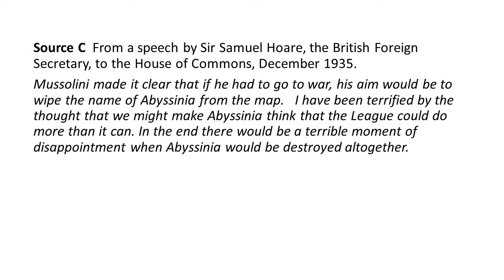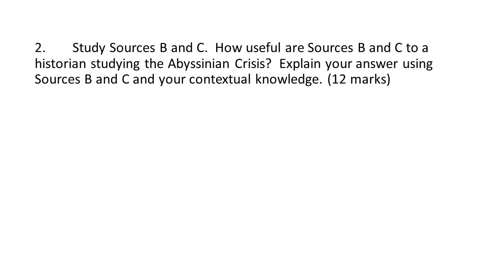Source C, that's a speech. I'm going to give you a few moments to read through that. Press pause if you need to read it, but you've got a bit of an opportunity to now look at that, and it's a speech made in December 1935. So we've seen our 2 sources. This is the question that we've now been given to answer. Study sources B and C. How useful are sources B and C to a historian studying the Abyssinian Crisis? Explain your answer using sources B and C and your contextual knowledge. So clearly we're going to need to know something about the Abyssinian Crisis, and we're going to need to refer to these 2 sources.